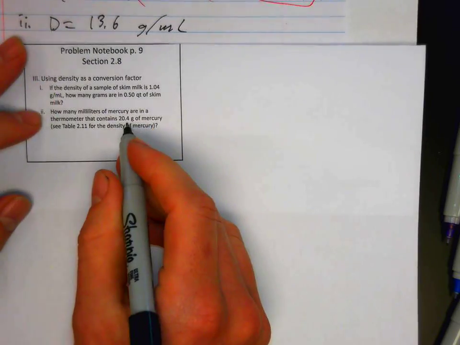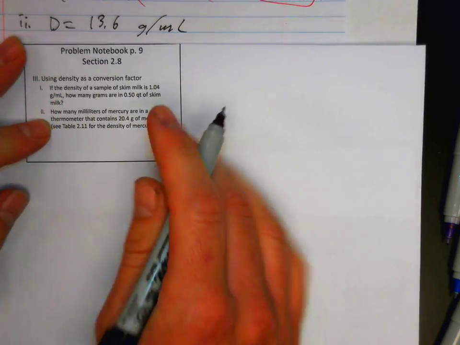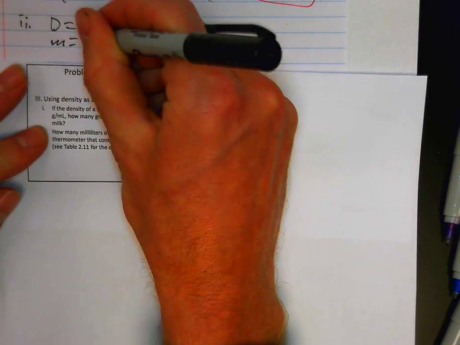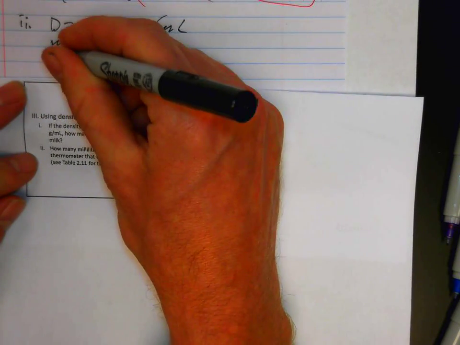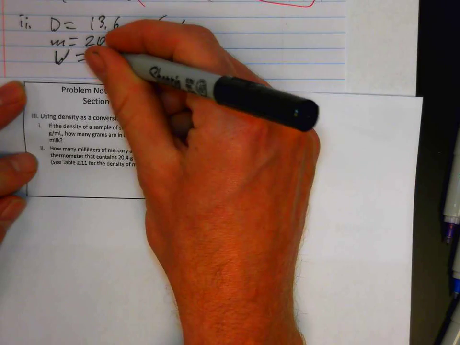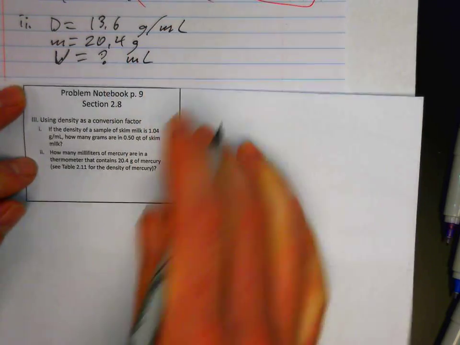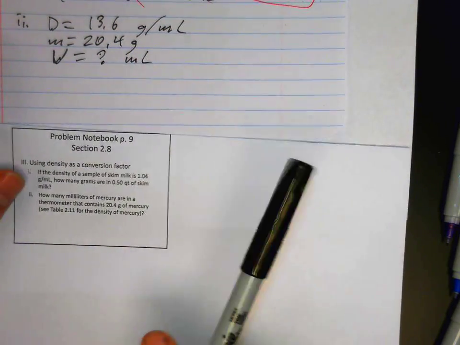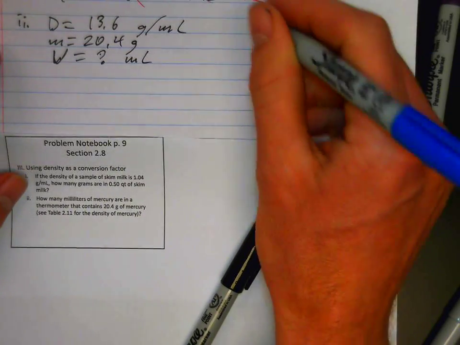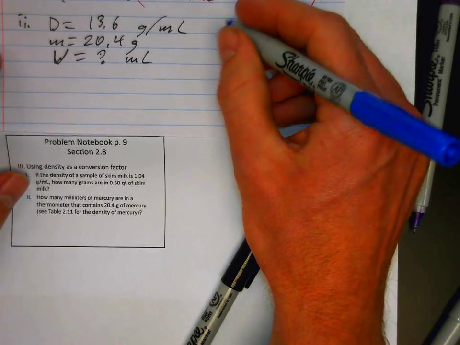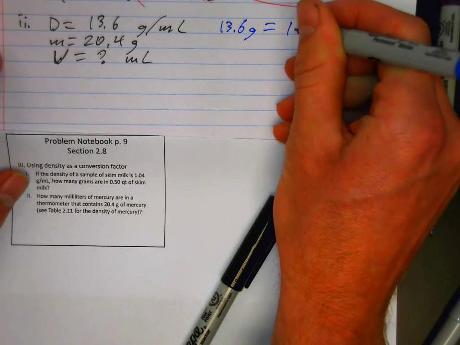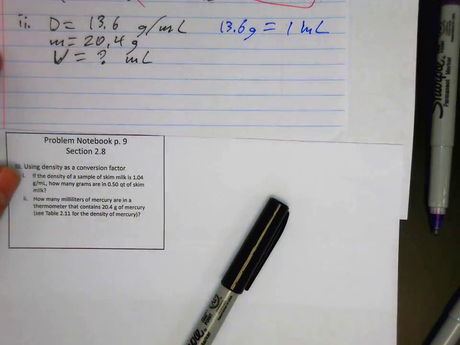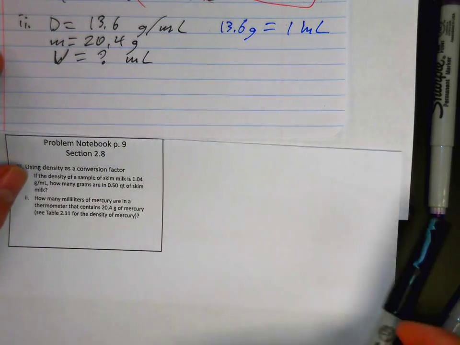Okay, so we are given the mass. This would be our starting value, the 20.4 grams. And we want to know the volume in milliliters. So volume is unknown, in milliliters. So we're going to take a similar approach here. Use our density as a conversion factor or equality: 13.6 grams are present in 1 milliliter. And so we have our equality here.